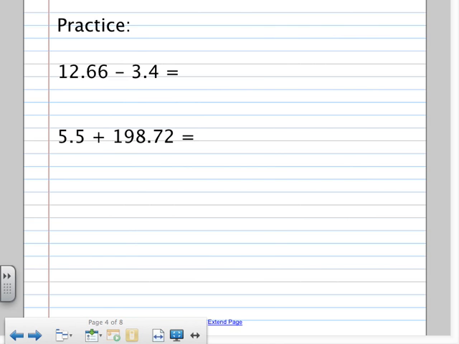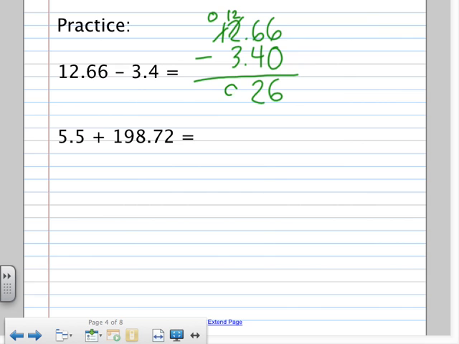All right, so I'm going to go ahead and do these out. I'm going to rewrite them, lining up my decimals and filling in any zeros I need. Go ahead and subtract. I can borrow from this, so this is kind of silly because I end up with 12 again. So I could have just done 12 in the first place. 9, and then I bring my decimal down. So 9.26. Make sure you're doing the correct operation. If it says subtracting, subtract. If it says adding, let's add.